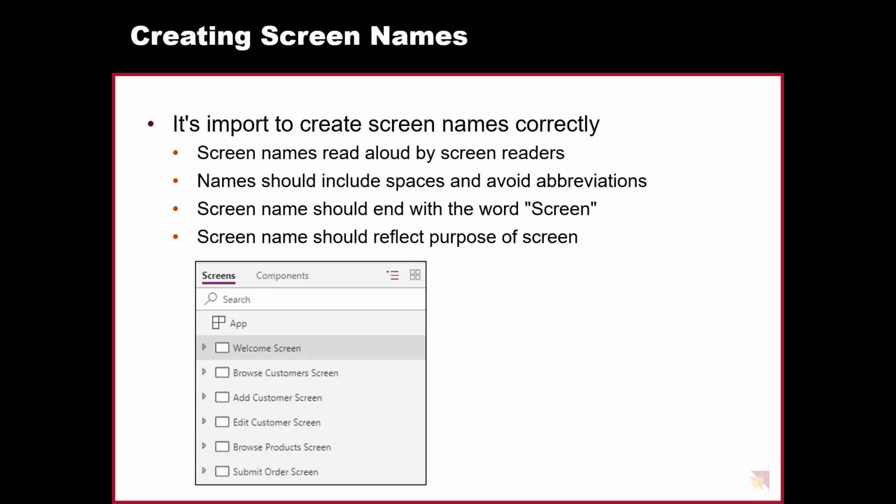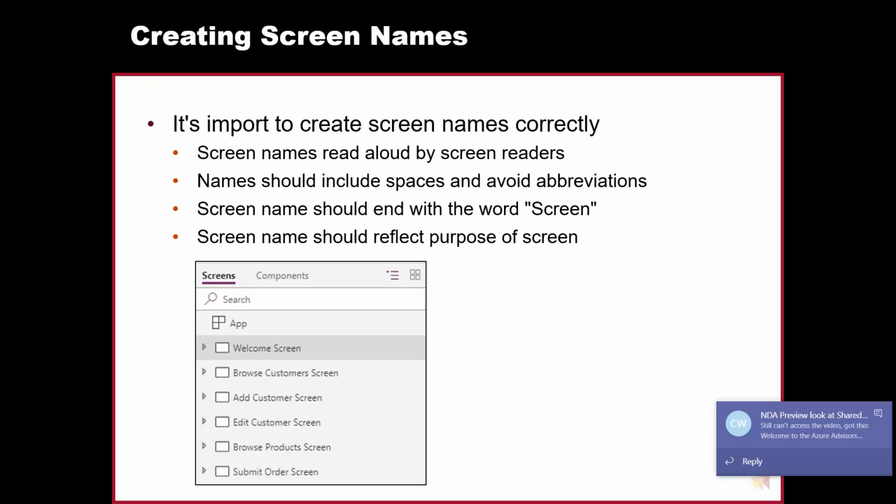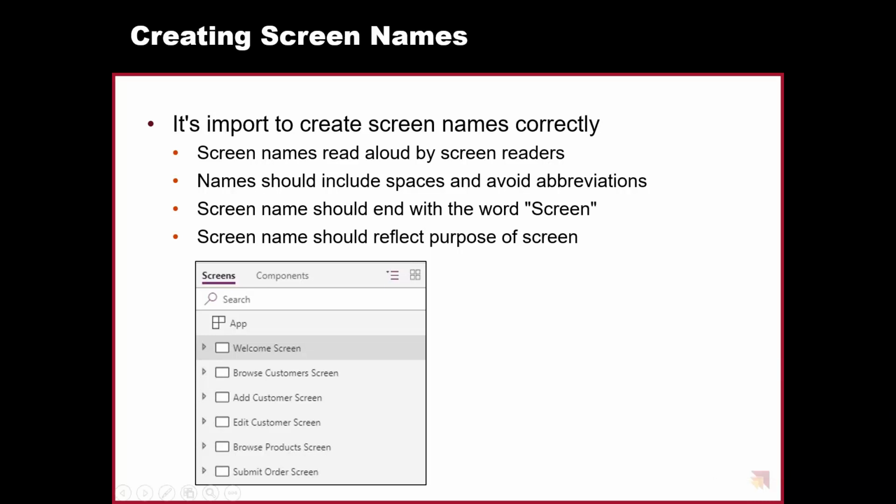So if you have someone who's visually impaired and using a screen reader, every time they navigate to a screen, it's going to try to read the name as if it was a sentence in a spoken language like English. So you can imagine, as you start navigating from screen to screen, if you follow the rules that names should include spaces, avoid abbreviations, and end with the word screen, then as people navigate from screen to screen with a screen reader, it's going to say add customer screen, browse customer screen.